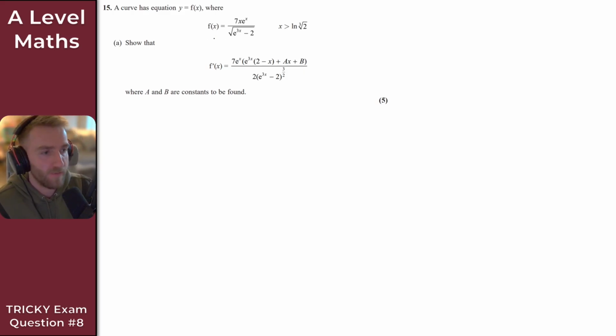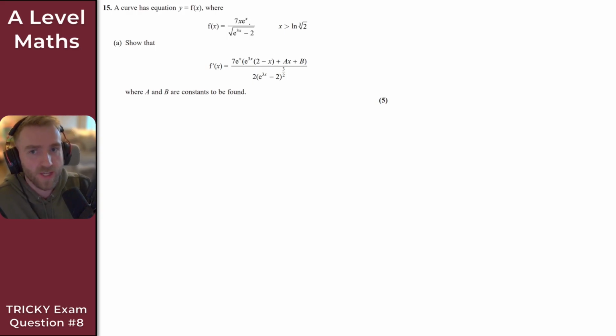Now, what do we have for this question? Well, what I've got is f of x, a quotient of functions. And all we want to do is differentiate f of x to obtain f prime of x, and we should obtain something in this form. That all sounds very straightforward, right? You might be wondering, why is this question so difficult?